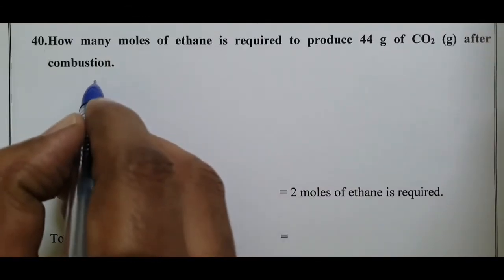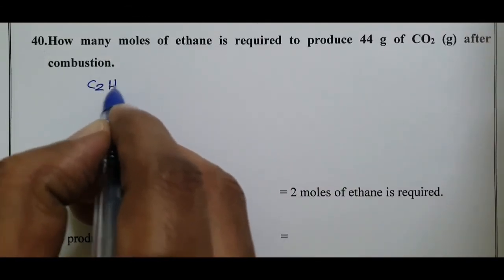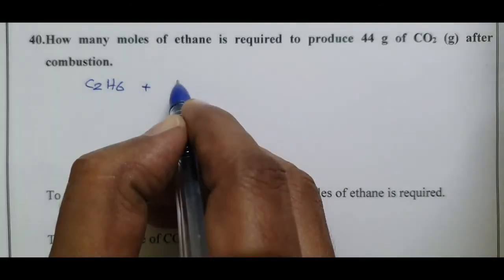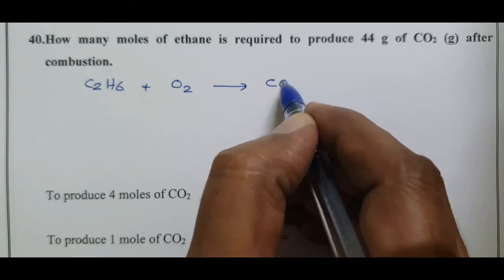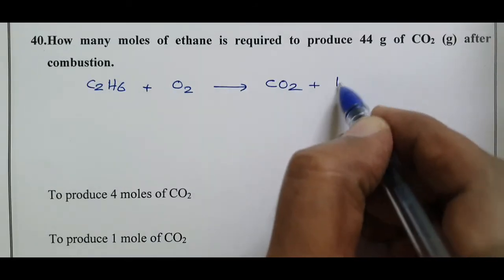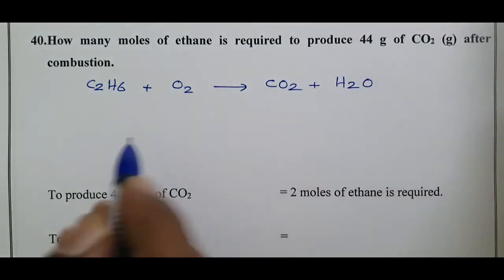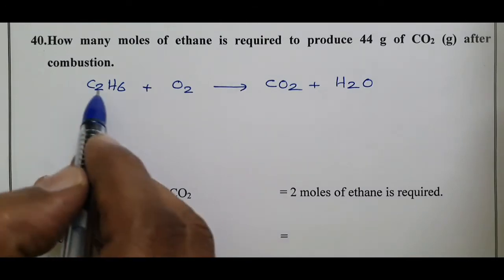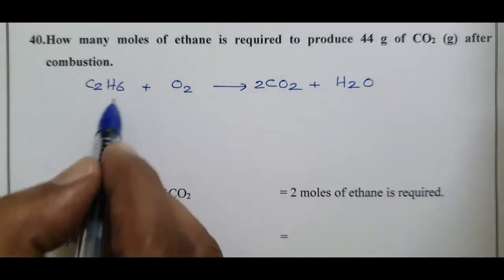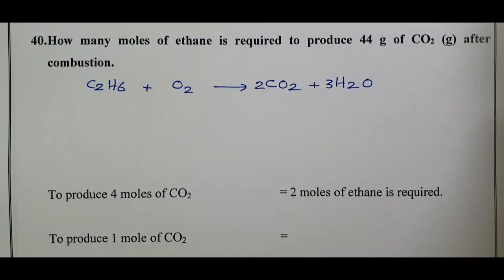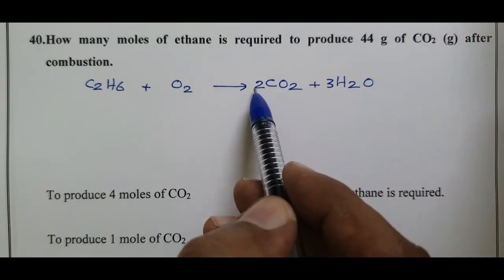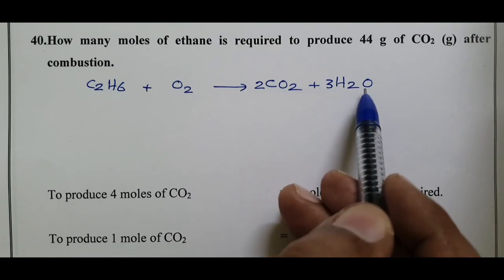Ethane molecular formula C2H6. When burnt in oxygen, carbon undergoes oxidation and is converted into carbon dioxide. Hydrogen undergoes oxidation and is converted into H2O. 2 carbon, 6 hydrogen, 3 into 2 are 6 hydrogen. How many oxygen on the right-hand side? 2 into 2 are 4, 4 plus 3 equals 7.